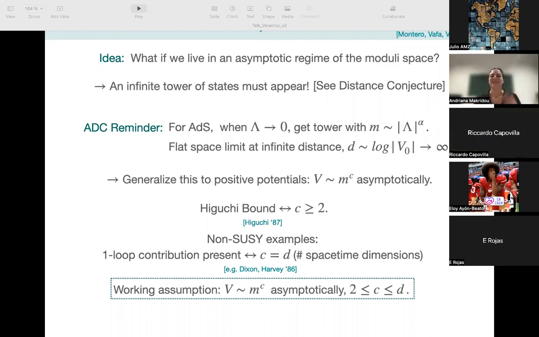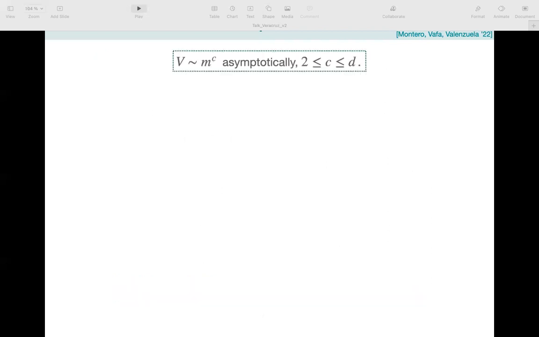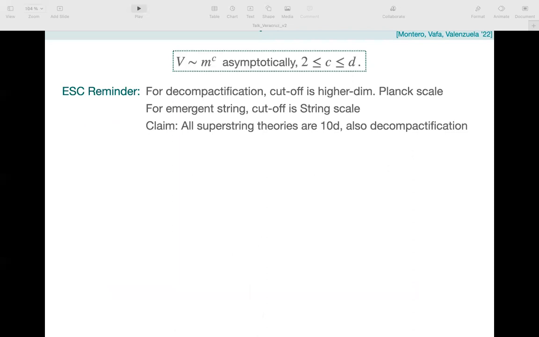Thank you. So, okay, we are making this working assumption that is motivated by A, the Higuchi bound, and B, examples in string theory, that V is scaling with C bounded between 2 and the number of space-time dimensions. And what does this mean?